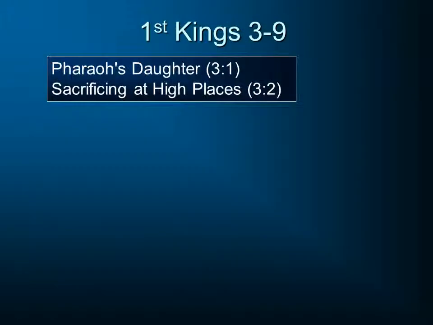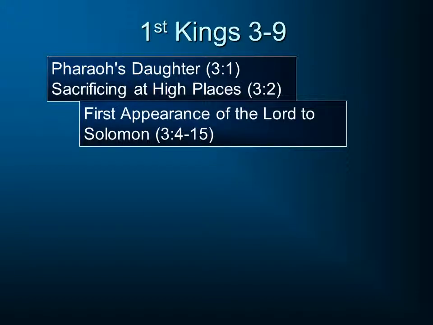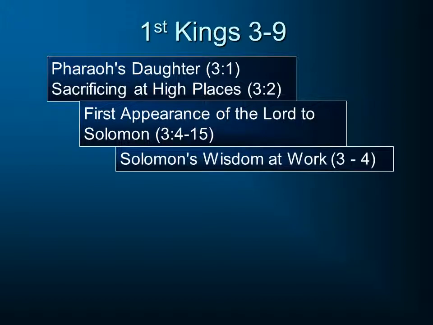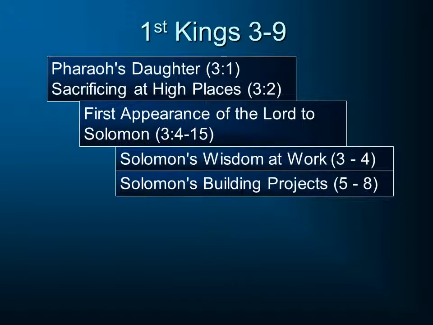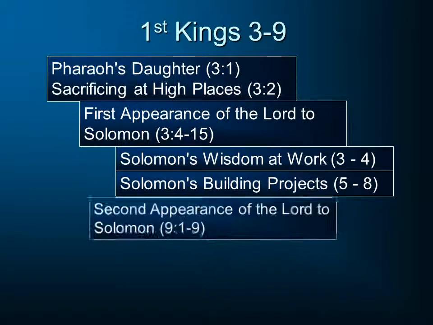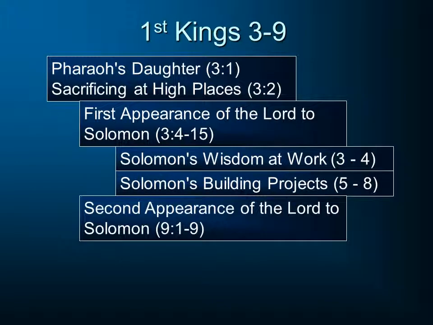However, we go on to read about the Pharaoh's daughter sacrificing at high places, and that's in 1 Kings chapter 3. We have the first appearance of the Lord, as he first appeared to Solomon. That was in chapter 3, verses 4 through 15. We've seen his wisdom at work, his building projects. That took us through from chapter 3 all the way to chapter 8. Then we have that second appearance of the Lord to Solomon in chapter 9.